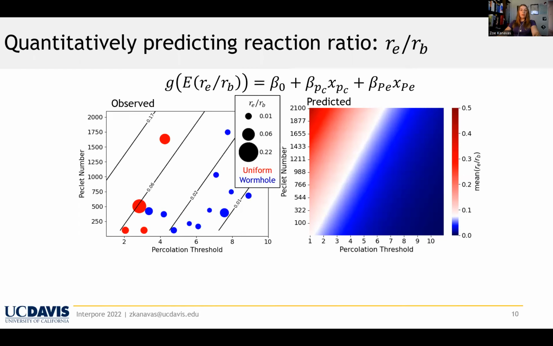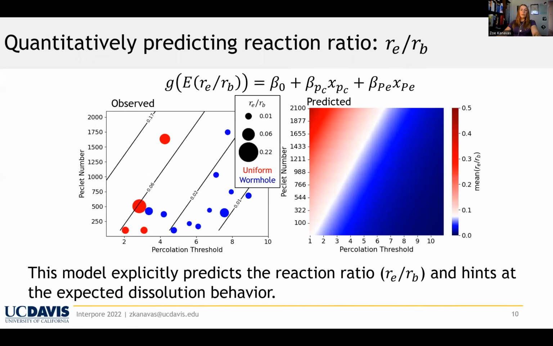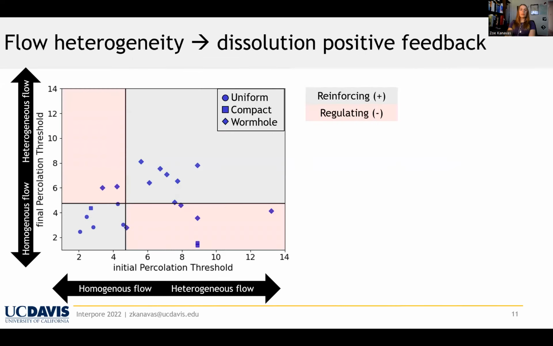In the plot on the right, the marker size indicates the magnitude of the reaction ratio, and the marker color indicates the observed dissolution behavior. Immediately, we can see the relationship between the reaction ratio and dissolution behavior, where larger reaction ratios are associated with wormhole dissolution, and smaller reaction ratios are associated with uniform dissolution. So while this model explicitly predicts the reaction ratio, it also hints at the expected dissolution behavior.